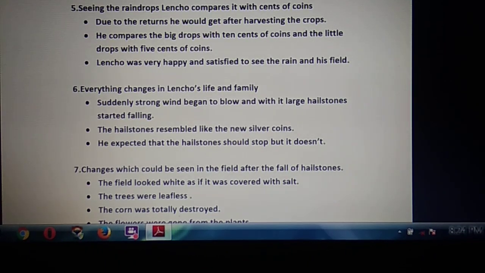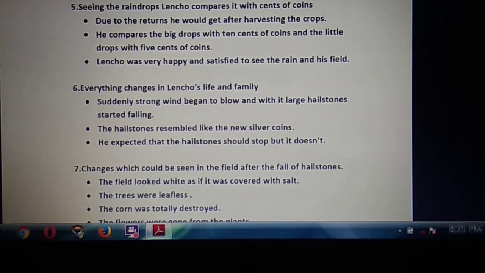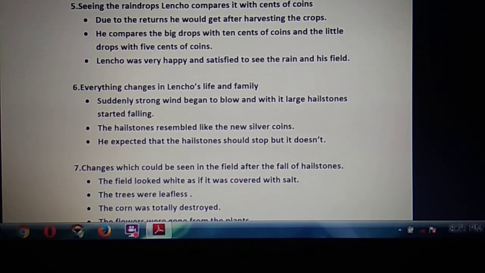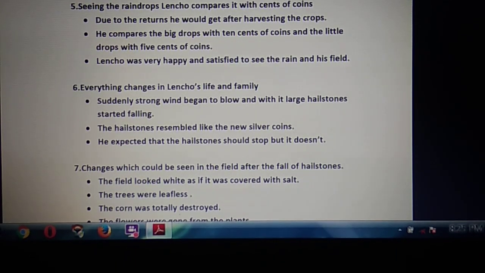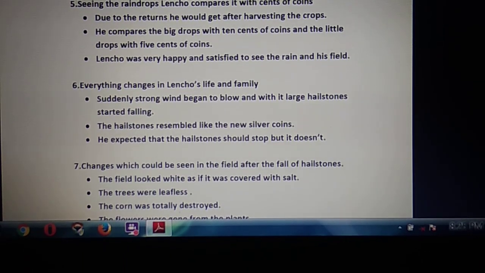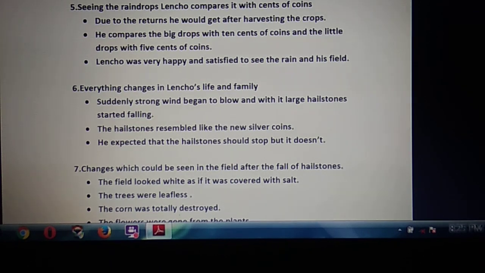So in the paragraphs till now, we could notice that Lencho was very happy and satisfied. But suddenly everything changes in Lencho's life and his family. Suddenly strong wind began to blow, and with it large hailstones started falling. Hailstones are a type of snow, but in the form of stones only. So it started falling in his field and everywhere.